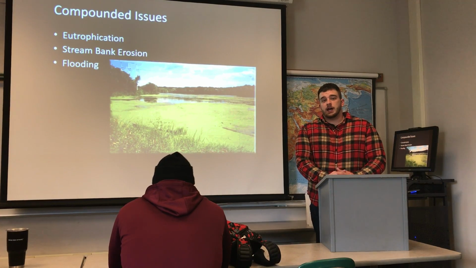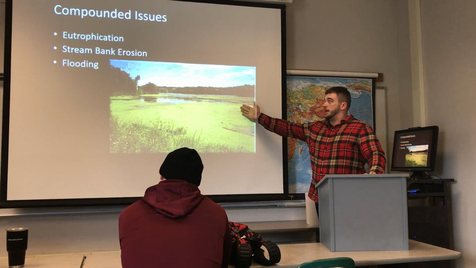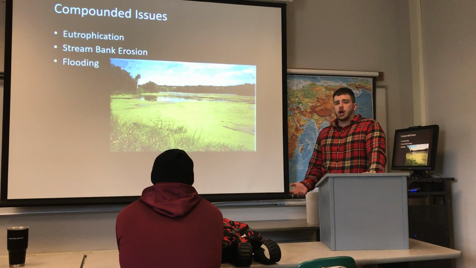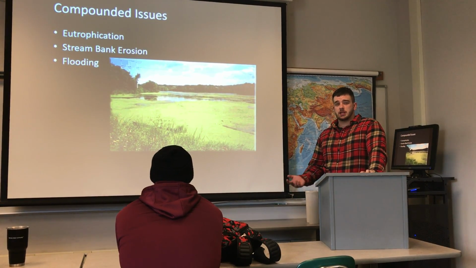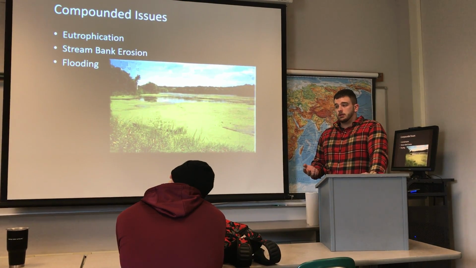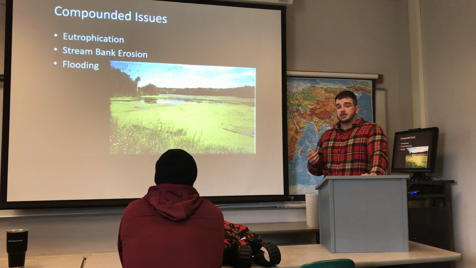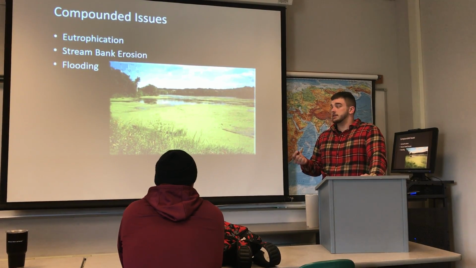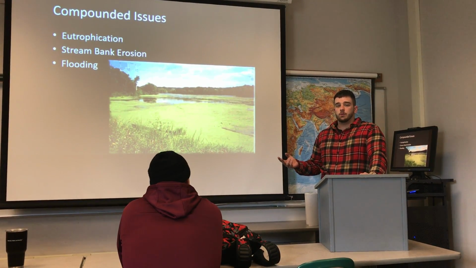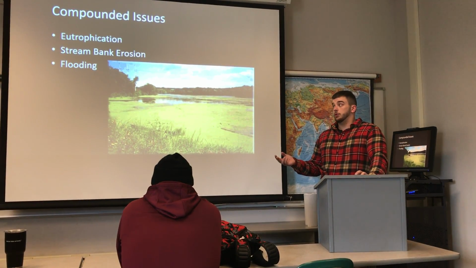Once these issues happen over time, we end up with compounded issues. One of these is eutrophication, which is depicted here. We have stream bank erosion and then flooding, of course. Eutrophication is somewhat complicated, but it's a simple concept once you realize what it means. Excess pollutants and nutrients in the water allow for large amounts of plant growth. Once this plant growth takes place, it eventually dies and sinks to the bottom, and bacteria consume it and take the oxygen out of the water, which leads to large fish kills because there's no oxygen in the water for the fish to breathe.